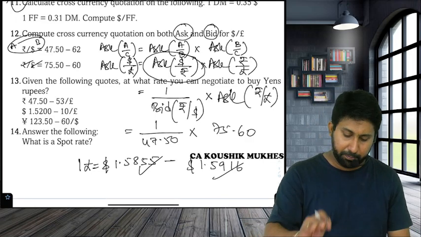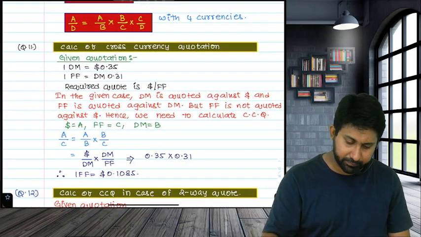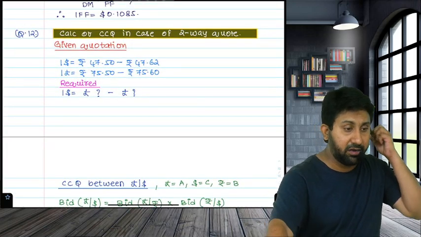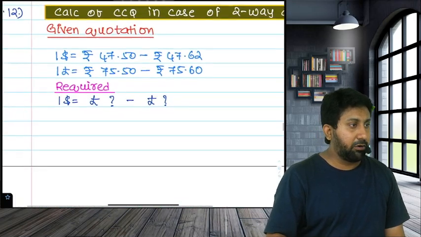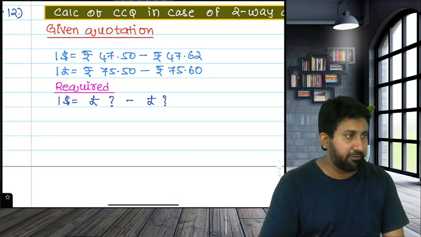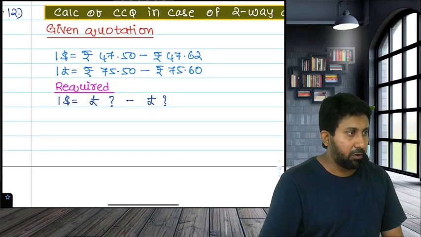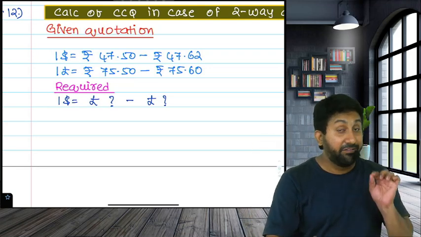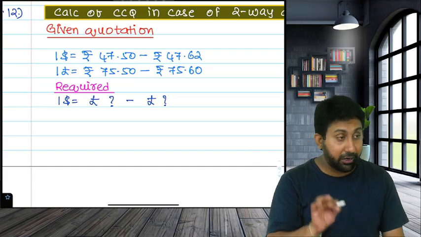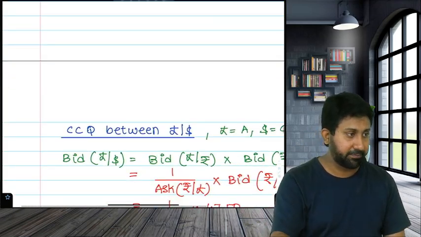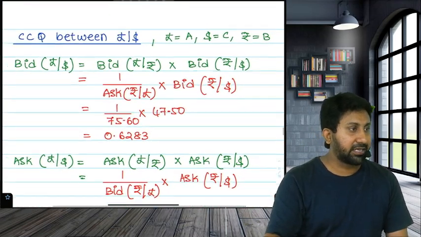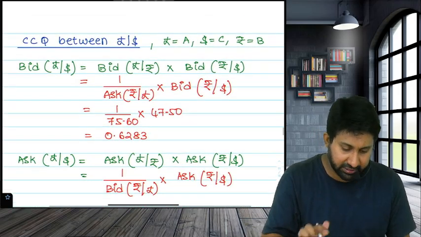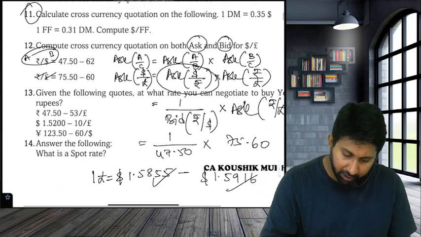Okay, so please copy down these notes. Question number 12. First I will show you the answer how I have given. Given quotation: $1 equal to 47.50 dash 47.62. 1 pound equal to rupees 75.5 dash 75.60. We require $1 equal to bid how many pounds, ask how many pounds. The cross currency is between pound by dollar.